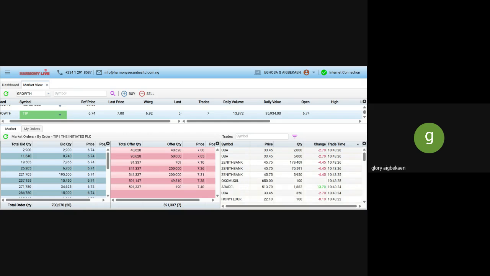One stock I've been looking at recently, I also looked at the stock over the weekend. I did some analysis on the stock. It is the initial PSC. Their ticker on the Nigerian Stock Exchange is TIP, the initial PSC. That stock is beginning to do very well.